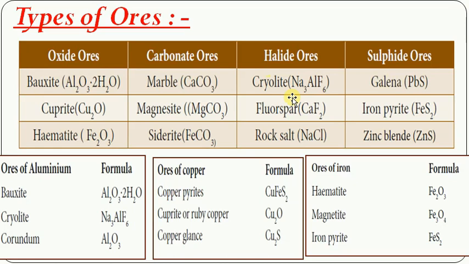The halide ores such as cryolite, Na3AlF6. Fluorine is there, that's why it's called a halide ore. Fluorspar is CaF2, calcium fluoride. Rock salt is sodium chloride, NaCl. Sulfide ores are galena, iron pyrite FeS2, iron sulfide, and zinc blende ZnS, zinc sulfide. So all are sulfide ores.